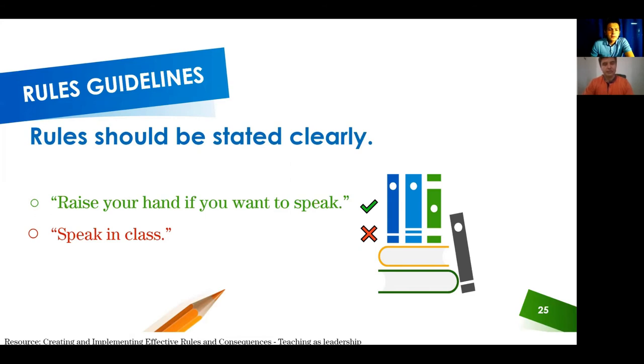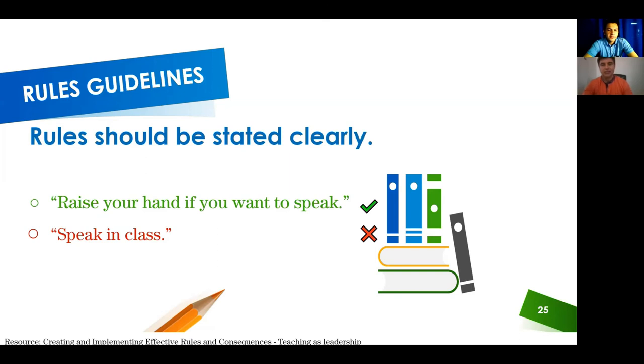Yeah. Rules should be stated clearly. Yes, thank you. And we have a couple of examples here. Raise your hand if you want to speak. And the other one, speak in class. So the more specific we are with the rules, the easier it will be for students to learn and also to follow them. On the second one, that is in red, you see that it's too general. We just tell the students, speak in class, they will speak anytime, they will speak whatever they want to speak, because we are not being specific, right? So they should be stated very clearly.